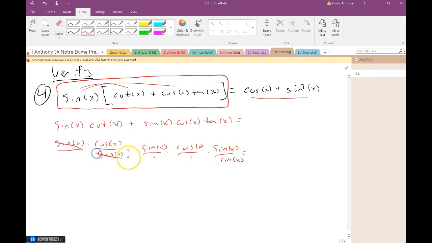And those cancel. And those cancel. And then sine squared times sine, or sine times sine is sine squared. And I have exactly what I need. So again, what was that? 3 steps, right? So, yes?